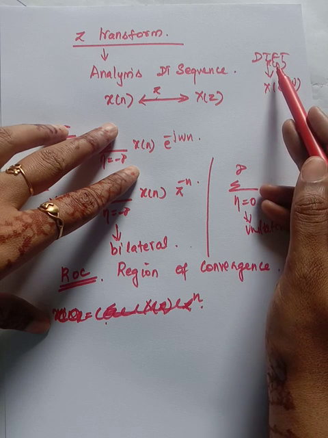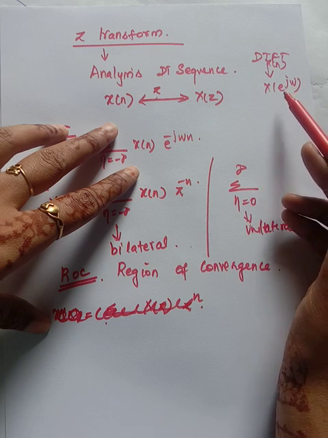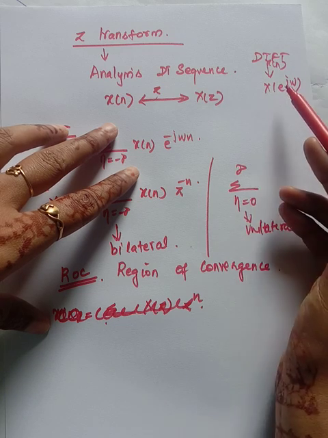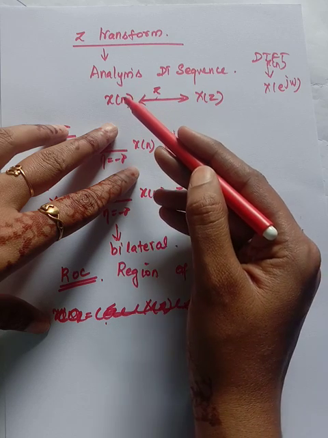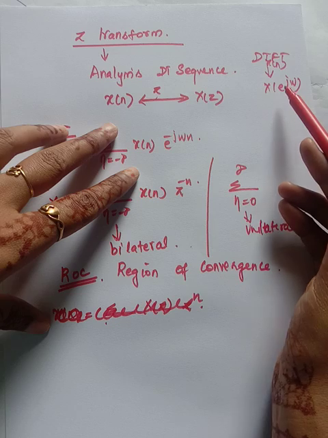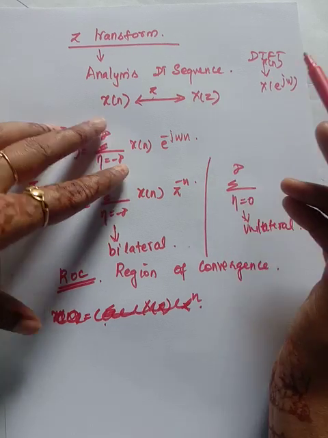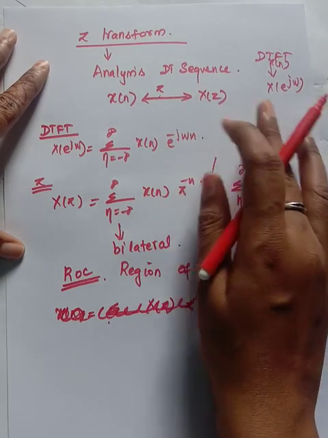So x of n is the discrete time sequence. Its DTFT pair is X of e power j omega. Similarly, here x of n is the discrete time sequence and its Z transform is X of z. That is, instead of e power j omega you have z here. Both are similar.